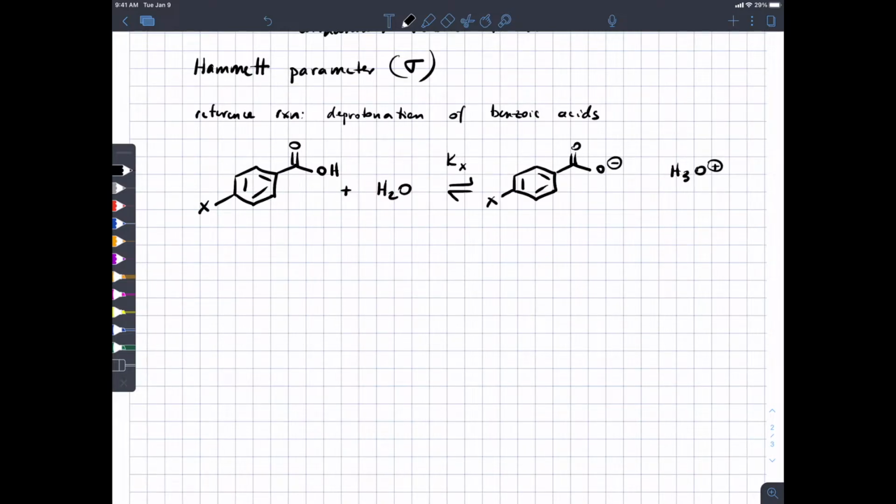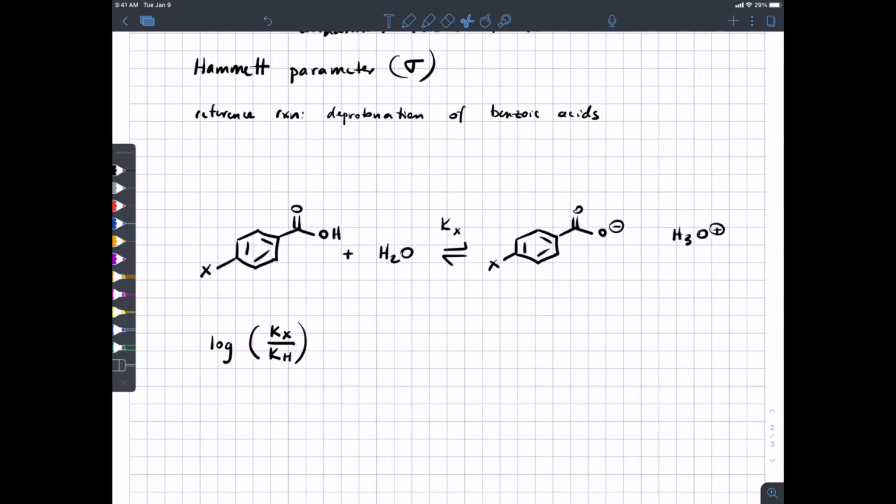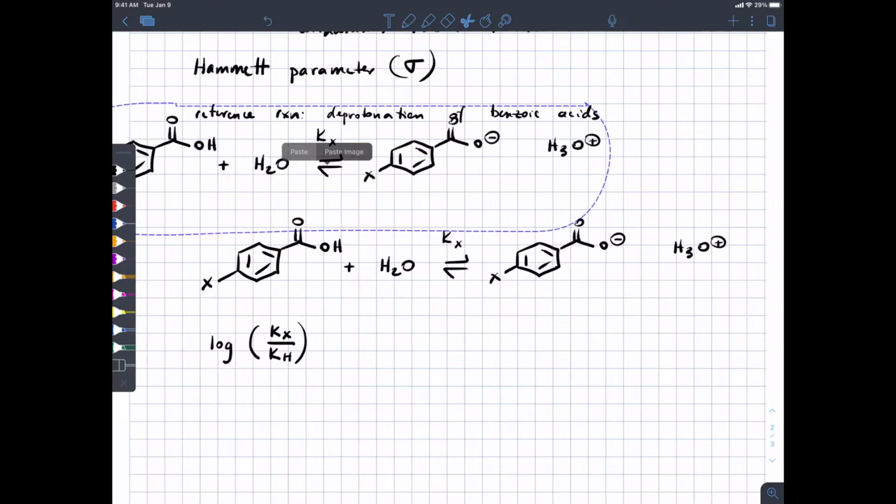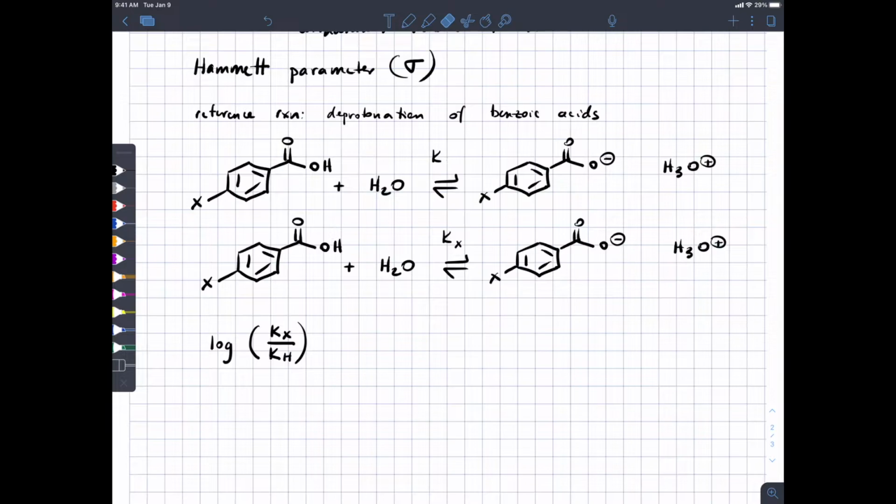Okay, so simple acid-base equilibrium. Basically, we're measuring pKa's of benzoic acids. All right, and then you're going to take the log of the equilibrium constant for whatever X is, and then you'll use the equilibrium constant for when X equals hydrogen. All right, so you would be comparing the following two equilibria. One where X is some substituent, and another where it's just a proton, just regular benzoic acid.